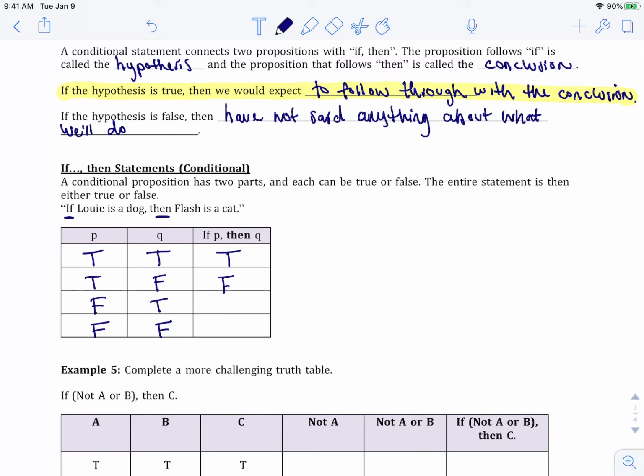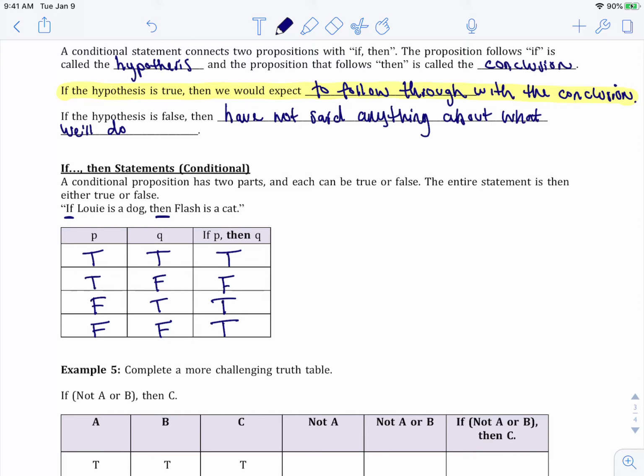I don't know then. My world has been turned upside down. If my dog isn't a dog, then, well, I have to do some soul searching. So that's why I have no clue what will happen. So sure, I mean, yeah, Flash is a cat. Then, again, if Louis is a dog, then Flash is not a cat. Sure, that can be true, right? Because all rules have been thrown out. You don't know what happens if your hypothesis isn't true.